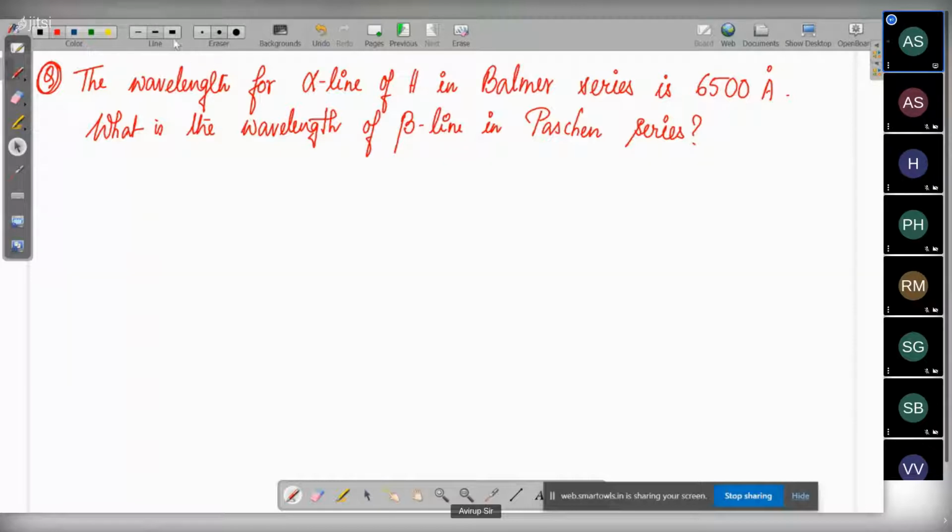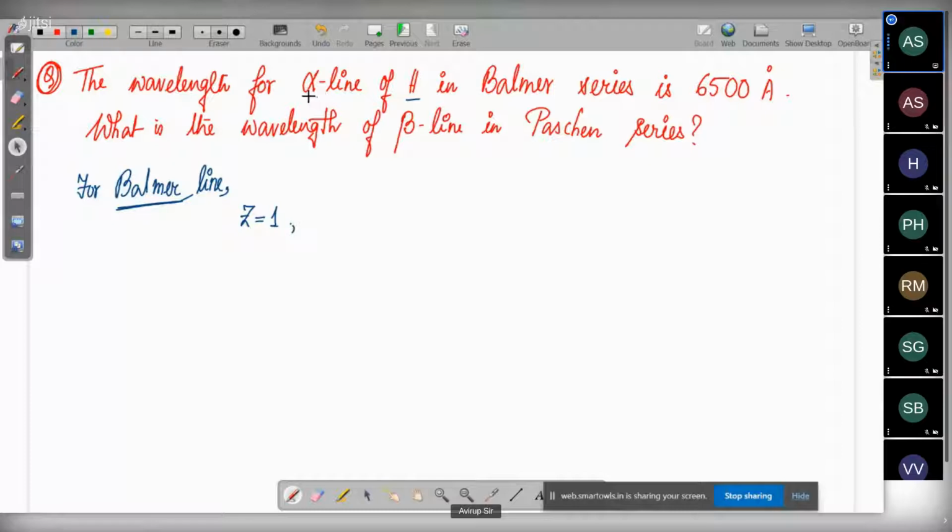So here the wavelength of alpha line in the Balmer series is given to you, 6500 angstrom. We have to find it out for the beta line. So let us first do the calculation for the Balmer line. It is told hydrogen. Hydrogen means Z is equal to 1.